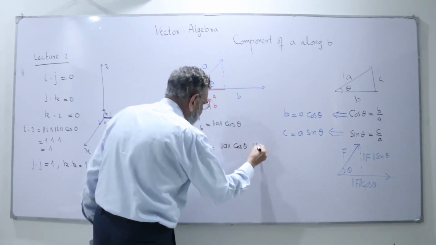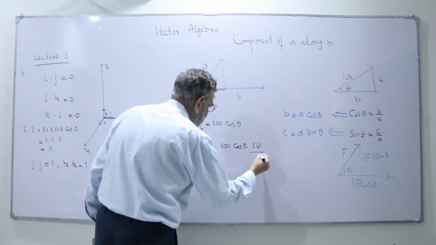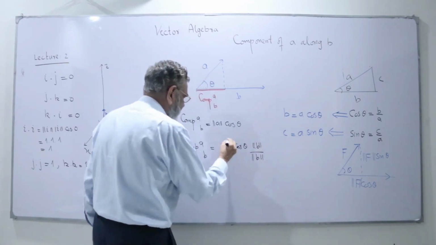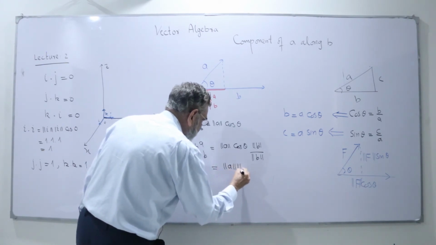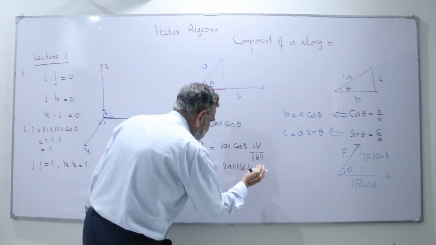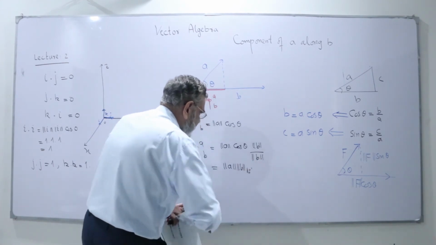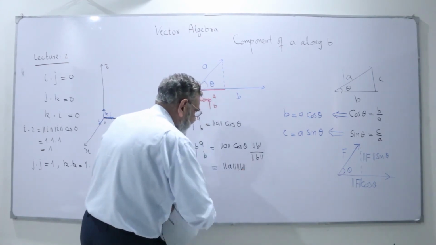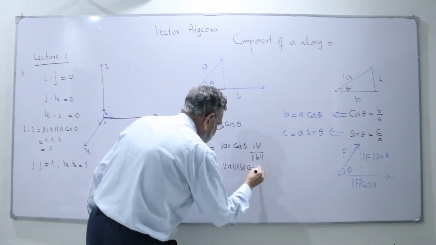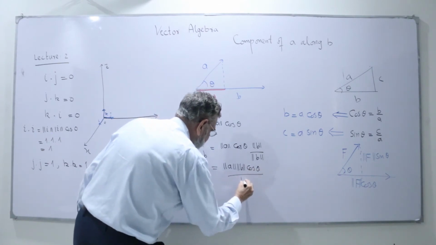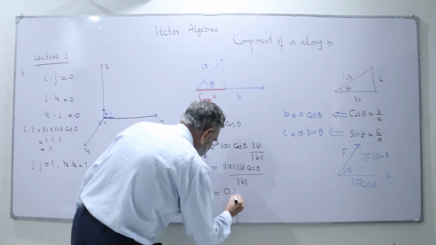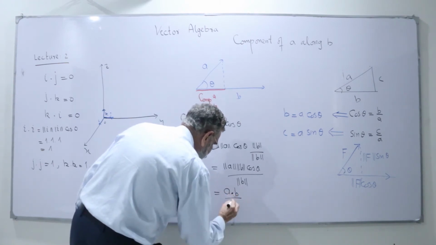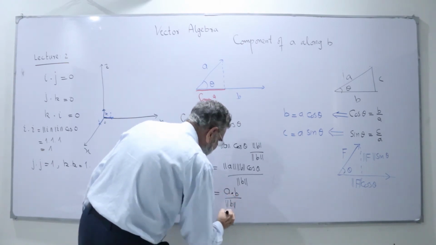I multiply by the magnitude of B and divide by the magnitude of B. I rewrite this as the magnitude of A, because a scalar we can write anywhere we like, times cosine theta, divided by the magnitude of B. So if you can see, this is our definition of A dot B over the magnitude of B. So we have another way of writing it.